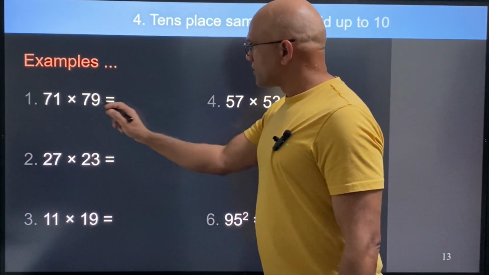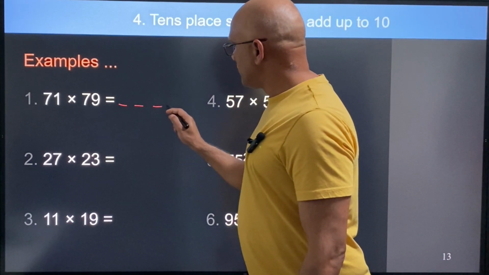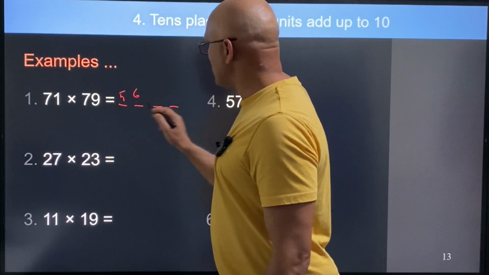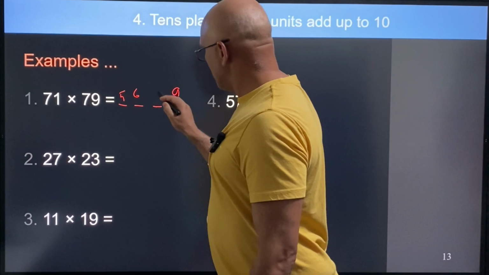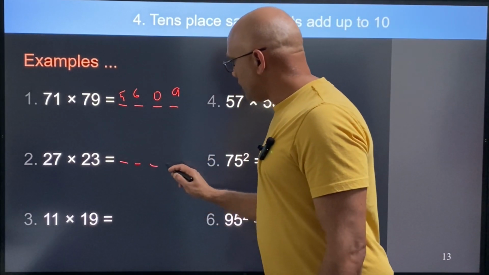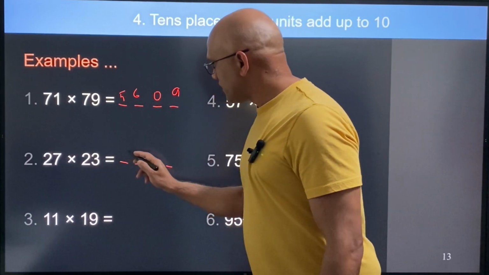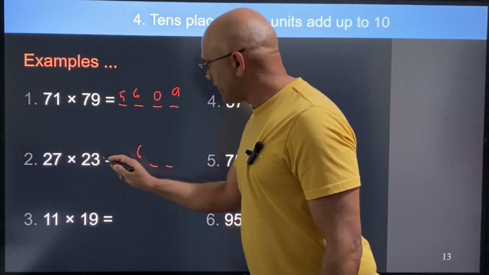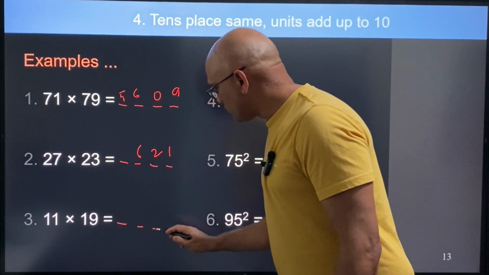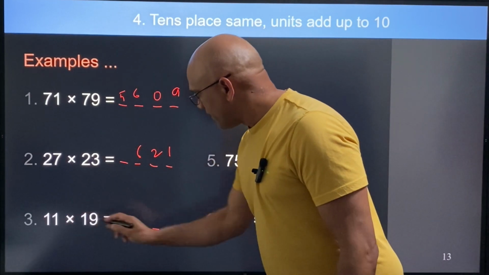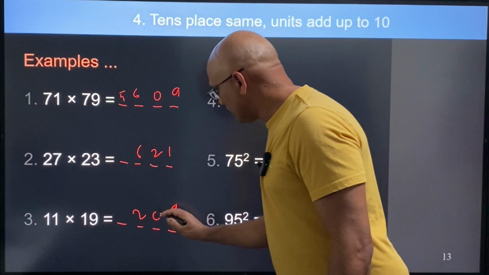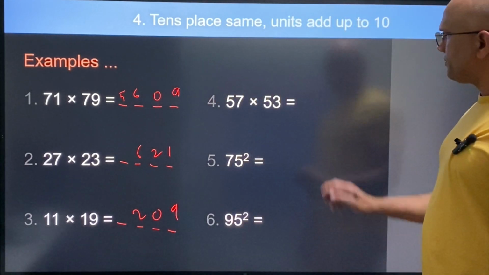Let's do some examples. Again, reserve four spots. So 7 times 8 is 56, 9 times 1 is 9, empty spot 0. Again, 1, 2, 3, 4. 2 times 3 is 6, 7 times 3 is 21. That's it. 1, 2, 3, 4. So 1 times 2 is 2, 9 times 1 is 9, 0 in the empty spot in between.